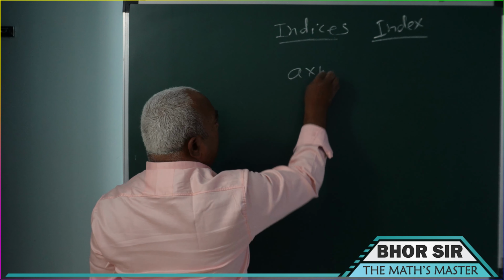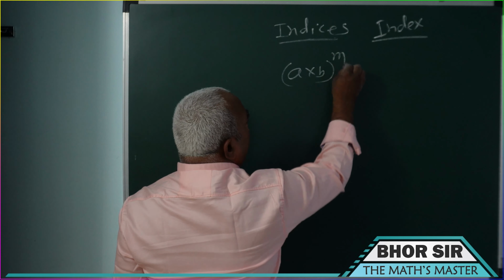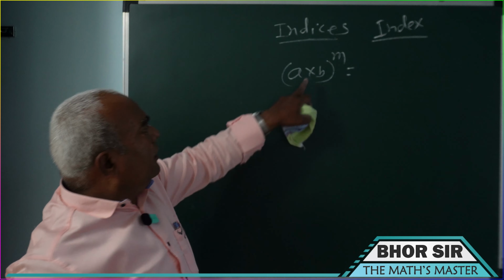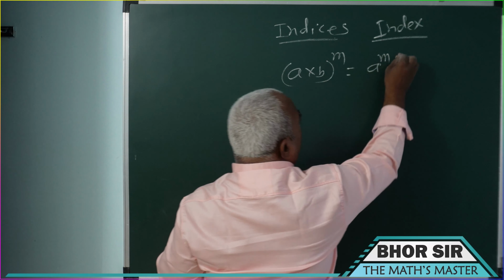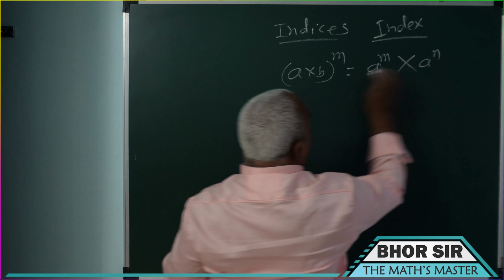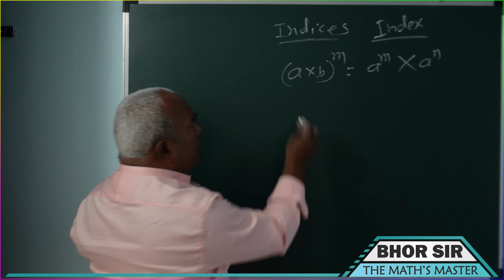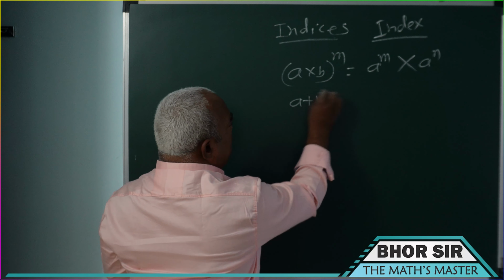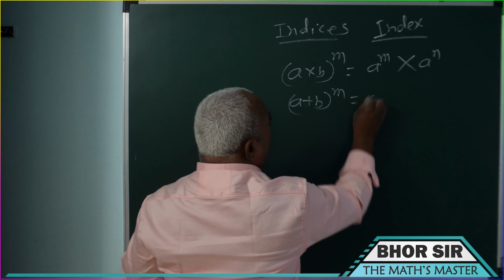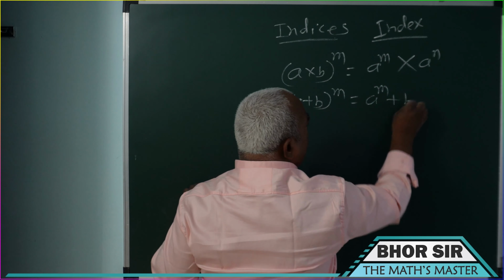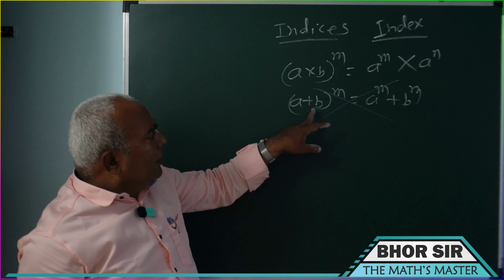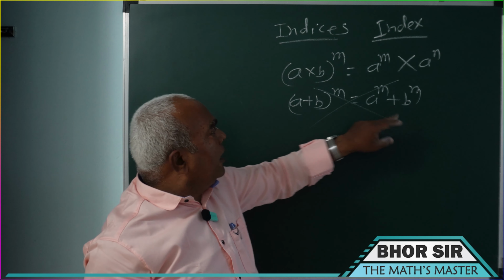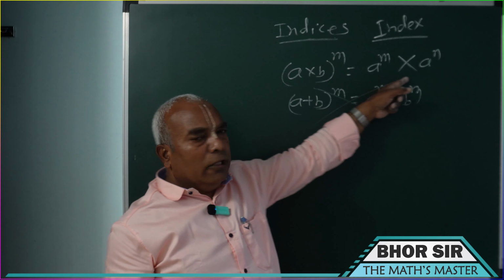(a into b) raised to m. Means if here is a multiplication sign, then we can write a^m multiplied by b^m. If multiply, then by silly mistake don't say this way: (a plus b)^m is equal to a^m plus b^m. Okay. Don't do this way. This is wrong. If here is a plus sign, don't do this way. If here is multiplication, then only this rule.